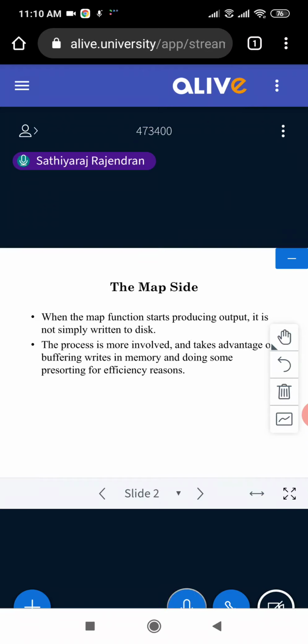When the map function starts producing output, it is not simply written to disk. Instead, it tries to write to a buffer, using writable objects. We have seen writable objects in module 3, also Hadoop streaming and Hadoop pipes. Let me take a small example. Treat it as a circular memory buffer where you write the output, and by default the buffer size is 100 MB.